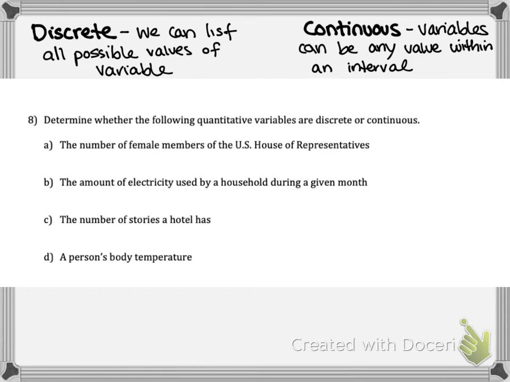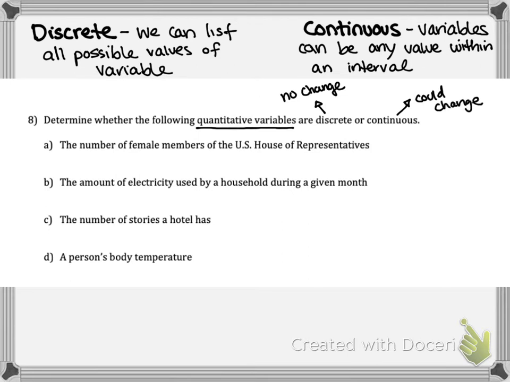Okay, so this says we want to determine whether the following quantitative variables, so we already know they're numbers with units, so that's the first thing we need to know before we can decide if it's discrete or continuous. And then we're saying, is it discrete, where it has no change, and it has like a set value, or is it continuous, where it could change?